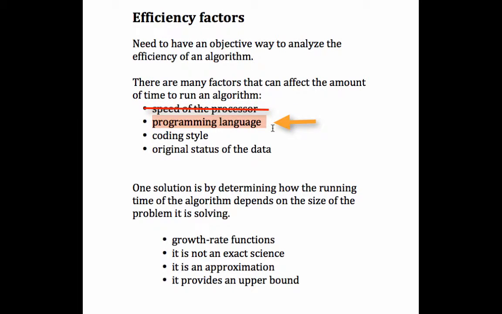Okay, programming language. Well, the same algorithm following the same specifications could be written using different programming languages. And given a particular task, it may be that a language is more suitable for that particular task than others. So the analysis cannot depend on the type of programming language. So we're going to ignore the programming language used when we do the algorithm analysis.